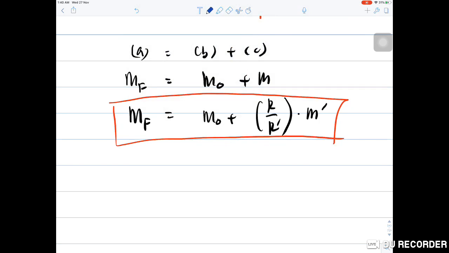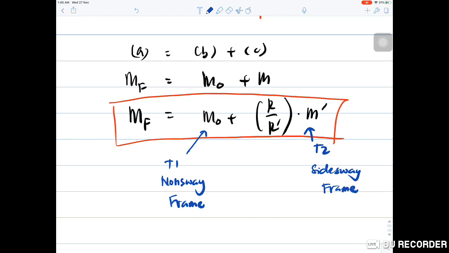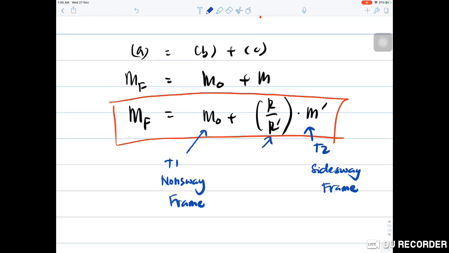Okay, so M naught is from table 1. It is the end moment for the non-sway frame, and M prime we get from table 2, the distribution table. It is the sidesway frame, and R divided by R prime is called the correction factor.